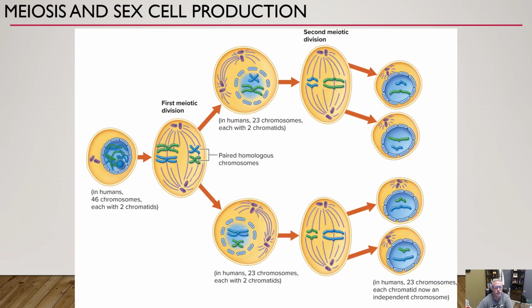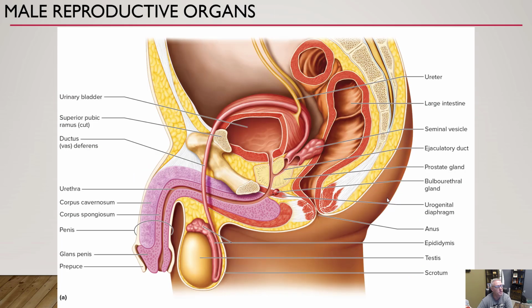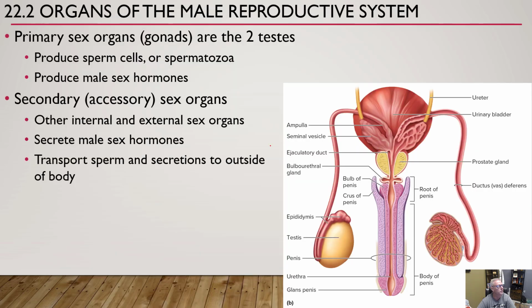Here's just another picture of meiosis in humans. All right, so moving on, male reproductive organs. I think most of you know by now what the male reproductive organs are. Maybe not all of them, but we know the gist. We'll go through them a little bit more in depth.